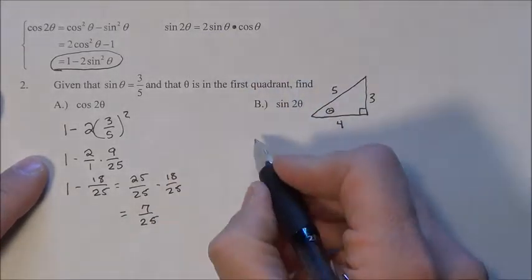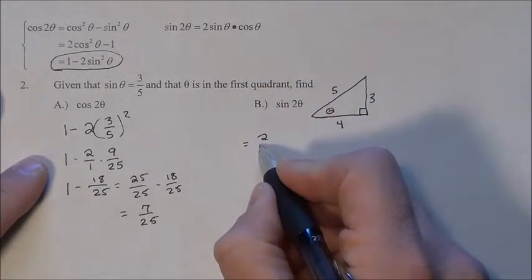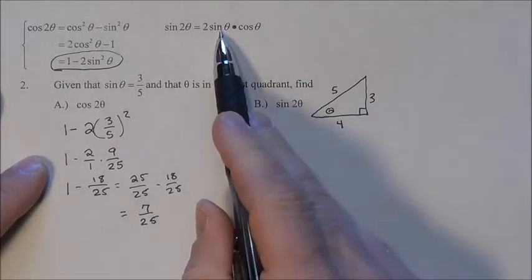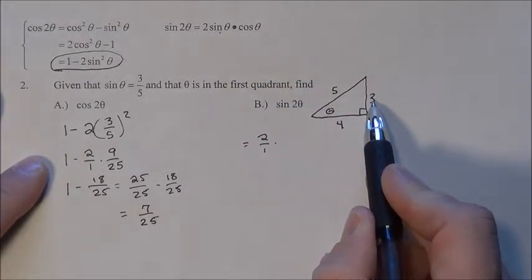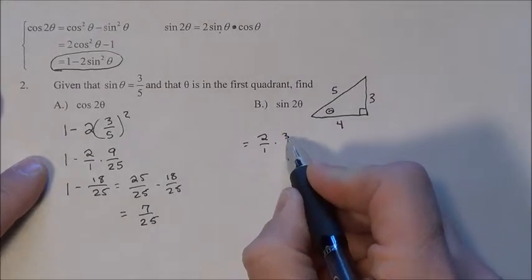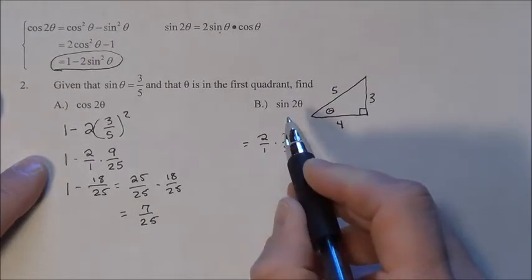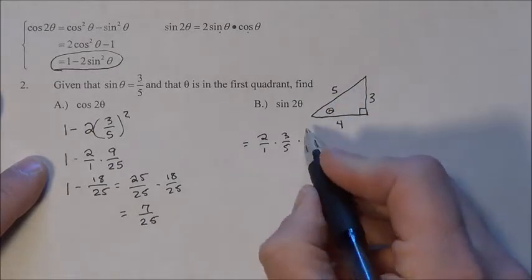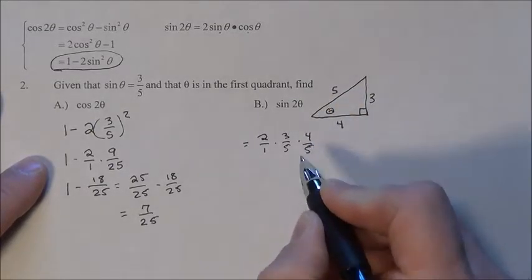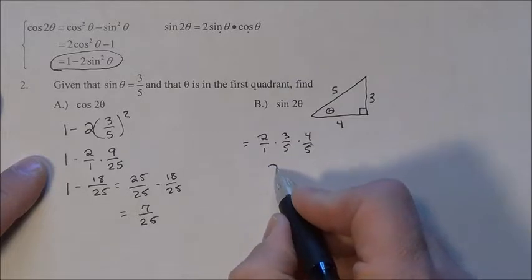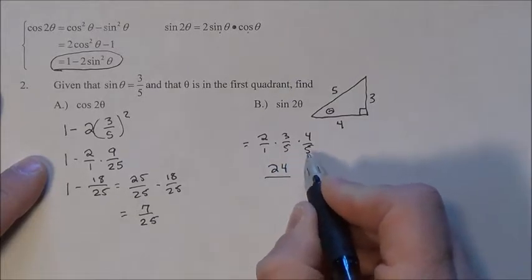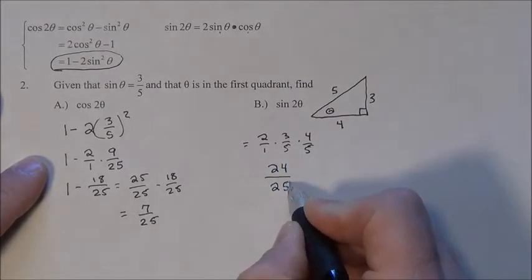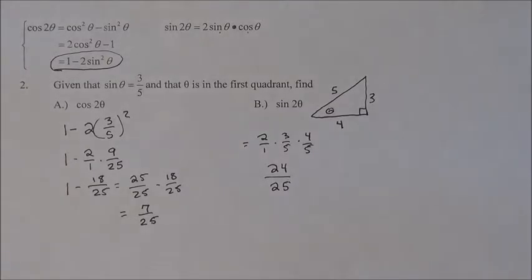So it says we're just going to do 2 over 1, times the sine of theta. Sine is opposite over hypotenuse, 3/5, times the cosine value. The cosine is adjacent over hypotenuse, 4/5. When I multiply all that, I get 24 on top. 1 times 5 times 5 is 25 in the bottom. And that's what we'll get for the sine of 2 theta.